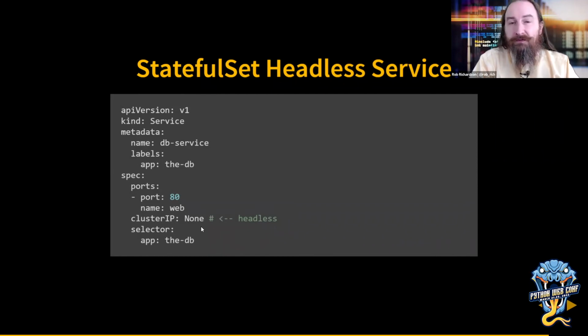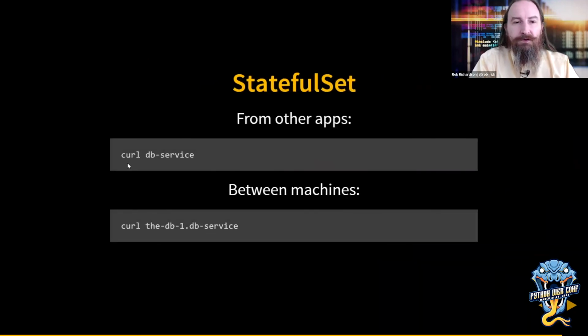So we have this headless service, and we have the stateful set that allows us to communicate between the pods within our group. So if we curl to that service, then it will round robin to whichever pod wants to listen to it. But we can also hit the specific pod name dot the headless service name. And now we've gotten to that specific pod.